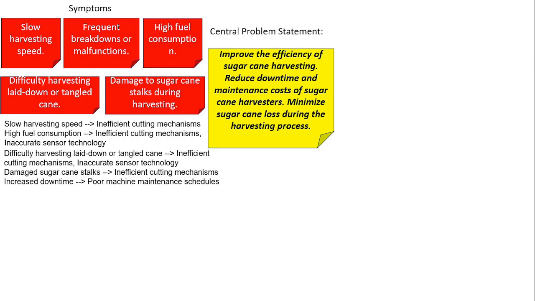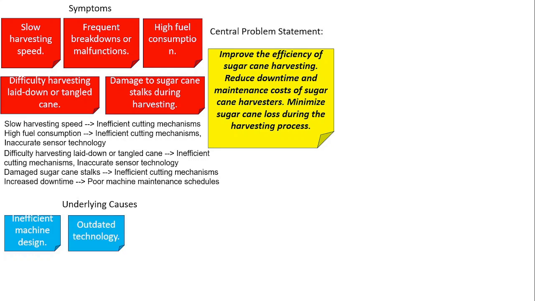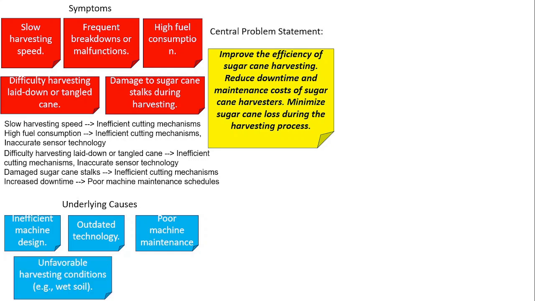Likewise, I analyze the problem and understand it through sticky notes. After identifying the symptoms, I go for root cause analysis, looking for the underlying causes. Inefficient machine design, because in the previous sticky notes I got an inefficient cutting mechanism. Outdated technology is available with previous machines, and poor machine maintenance. Unfavorable cutting conditions: when wet soil is present, the machine has difficulty entering. So these are all the underlying causes of the problem.